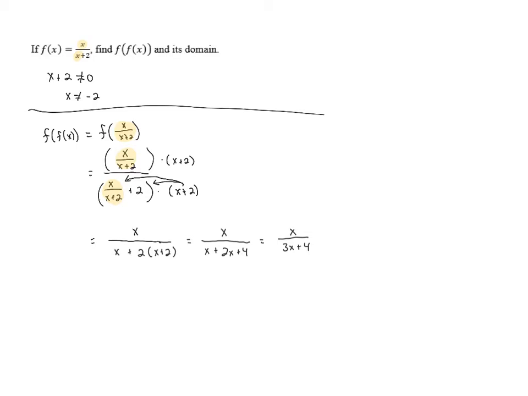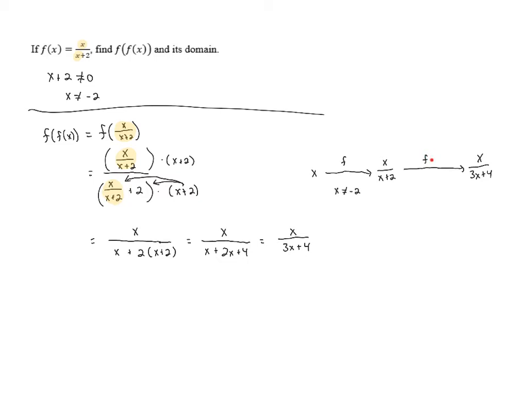Now we do have to check the domain. Here, we start with x, and then f takes x as an input and gives x over x plus 2 as an output. And then that goes into f again, and we get x over 3x plus 4 as an output. So let's take a look at the domain. We know that when f acts upon x, f is not allowed to have negative 2 as an input, so we know that the input x cannot be equal to negative 2.